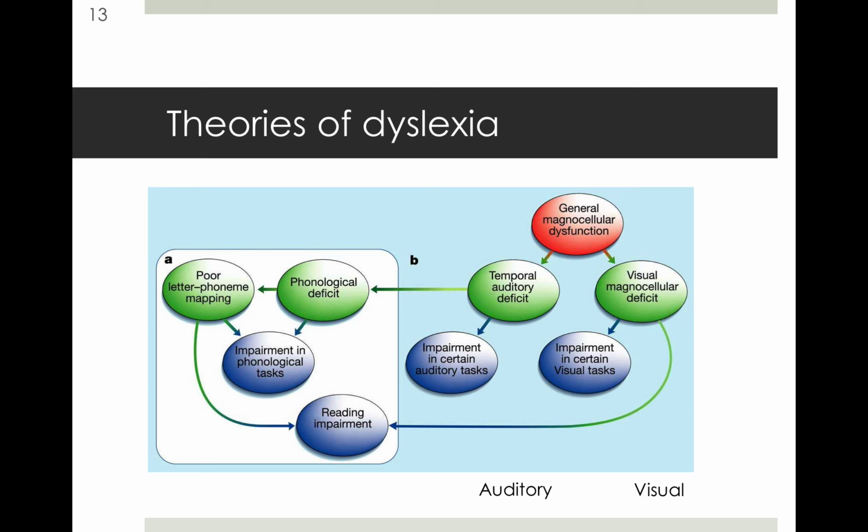The other alternative is visual problems. When we're talking about vision, recall we talked about the magnocellular and parvocellular pathways, and that map generally to the where versus what pathways. And so it might be that the what pathways within the visual system are disrupted. So both of these theories could give rise to a reading impairment, but through different routes.